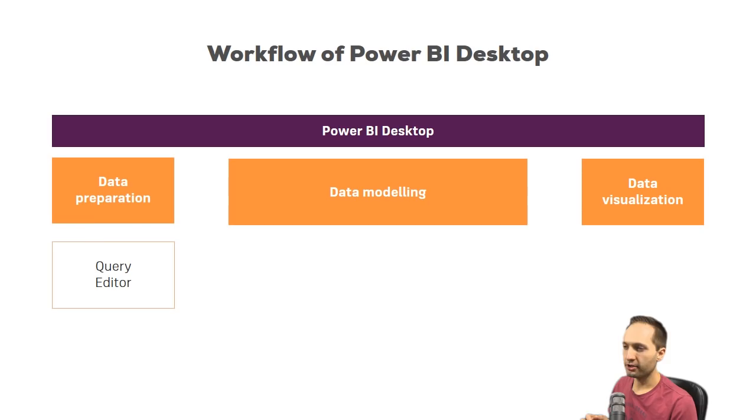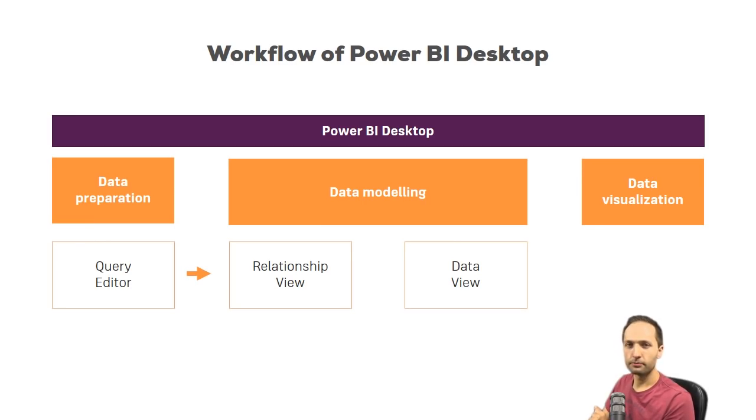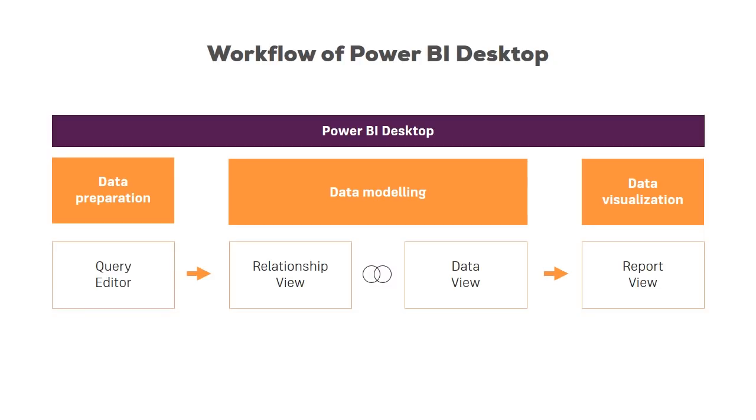As soon as we finish the preparation, we need two things for the data modeling. We need the relationship view and the data view. Both views are connected because you can create relations between the different tables and columns you have in the data view with the relationship view. So that's why you have two views in your actual data modeling part. Now, for the last step, the data visualization, you have the report view. This is the view where we can create our visualizations, charts, tables, and so on.